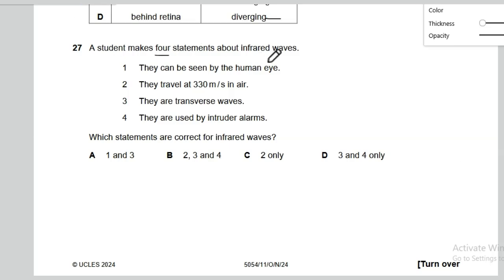Question 27. A student makes 4 statements about infrared waves. Number 1. They can be seen by the human eye. So this is not correct. Number 2. They travel at 330 meters per second in air. This is also not correct. This is the speed for sound. Number 3. They are transverse waves. Now this is correct. And number 4. They are used by intruder alarms. This is also correct. Which statements are correct for infrared waves? So we know that 3 and 4 are correct. So option D is the answer.